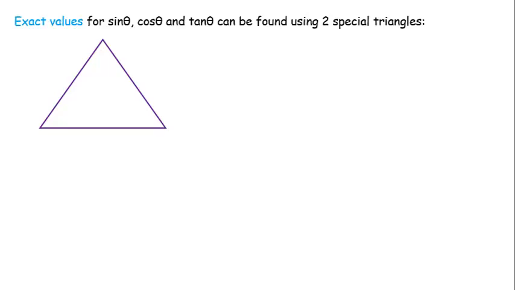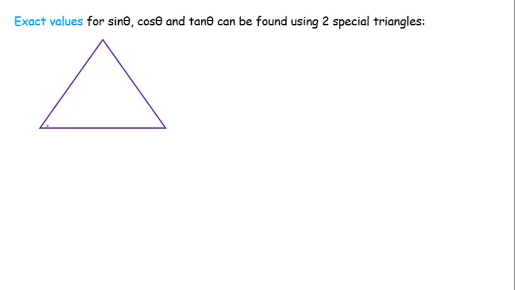Okay guys, welcome to part 2 of the video for obtuse angles and exact values. So in this part we're going to take a look at the exact values for sine, cos and tan theta for certain values of theta. So we can do this using two special triangles, and the good thing about this is that you don't have to memorize these as long as you understand the triangles and how to draw them.